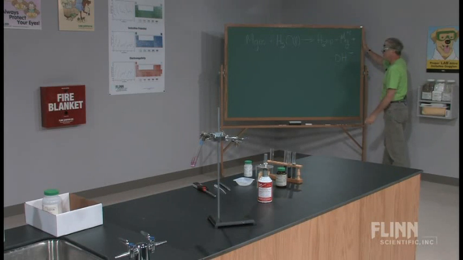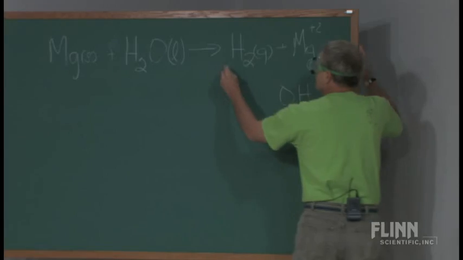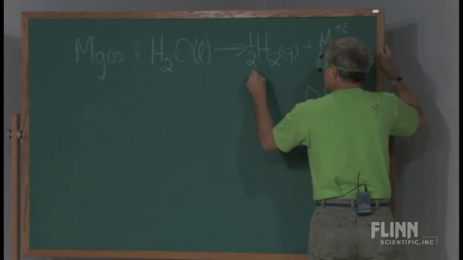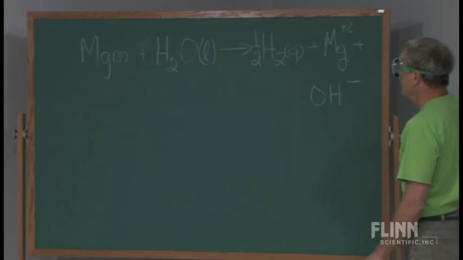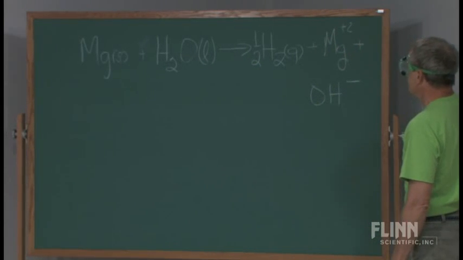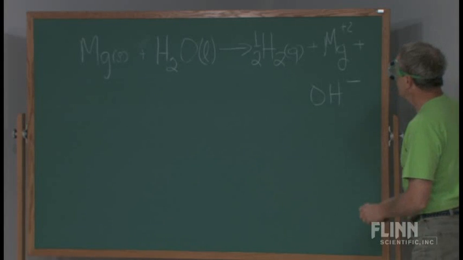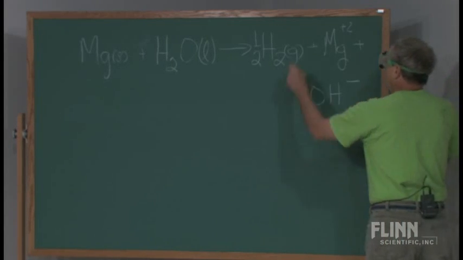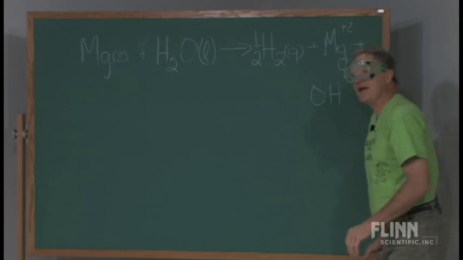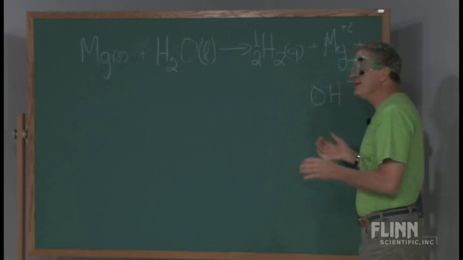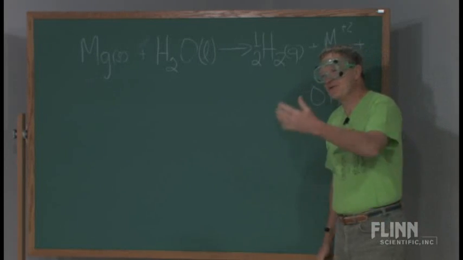And I can balance this a number of different ways. My personal favorite thing is to use fractions because it takes less effort on my part. And I think that's not balanced. Yeah, that's balanced. And so this is the reaction that's going on. Again, you can try collecting the hydrogen gas, but it's not a really easy thing to do. It just doesn't generate enough.